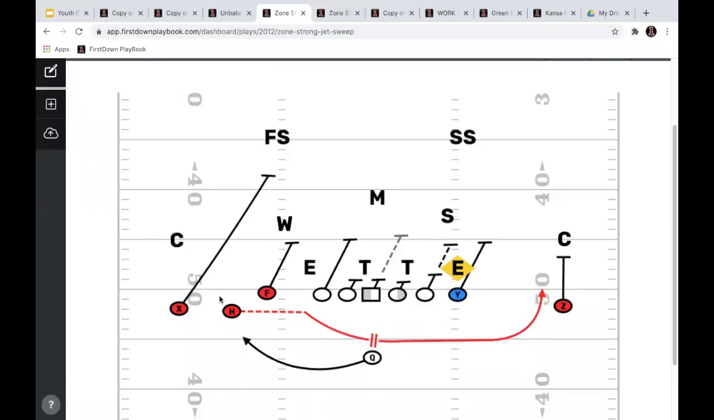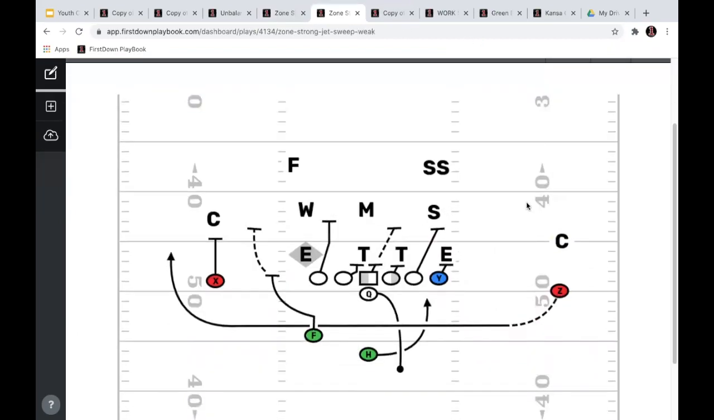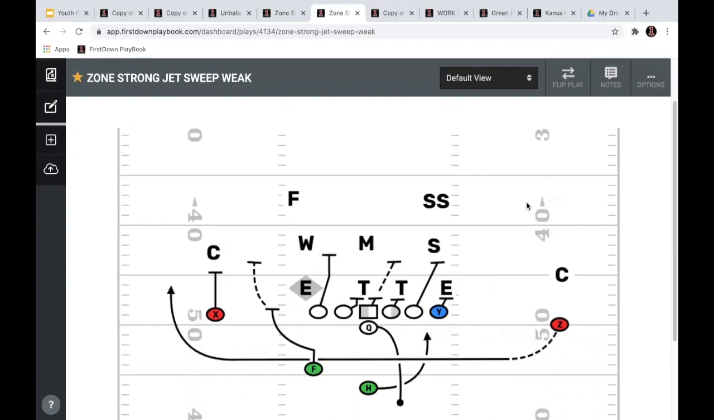Now, once again, there are a lot of different things you could do with this at the higher levels. You can also throw a screen out here off of it, throw a screen backside off of it. So we'll get to some of those looks here later. Now, here is a look that's a little bit different for you guys that are coaching older players, all right?